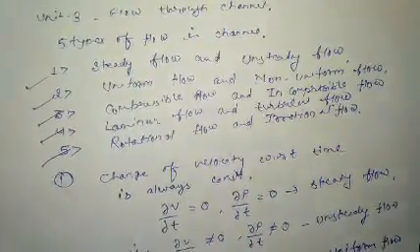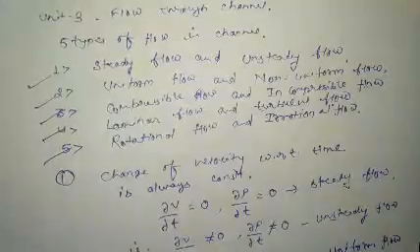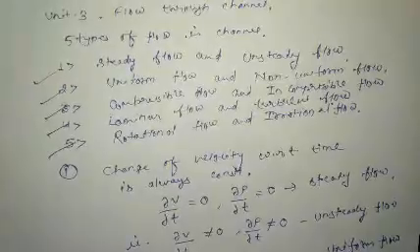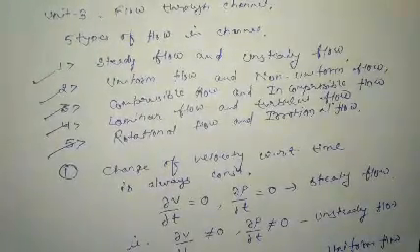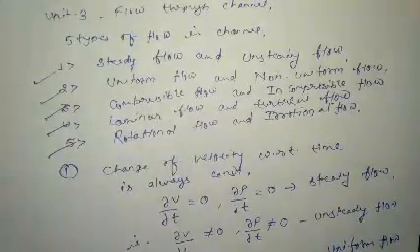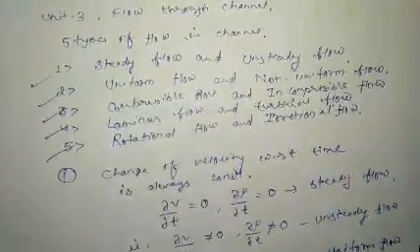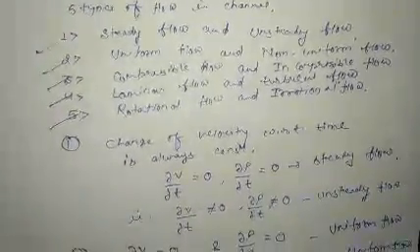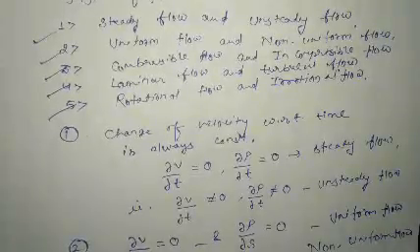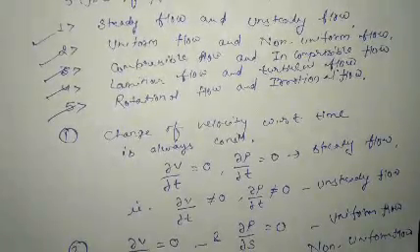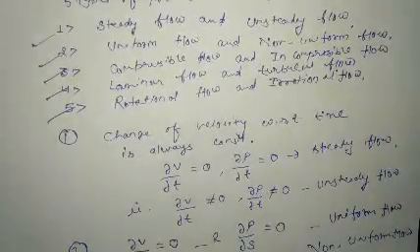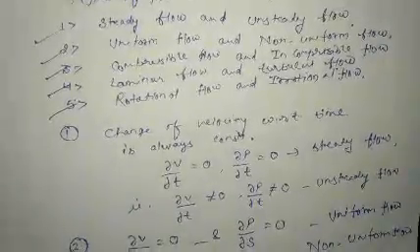Now we will discuss the first, steady flow. It says that the change of velocity with respect to time is always constant. That means del V upon del T is equal to 0, and we say that del rho upon del T is always constant. That is steady flow. Now the second is unsteady flow. It is the vice versa of steady flow. That means del V upon del T is not equal to 0 or del rho upon del T is not equal to 0, and it is not always constant, right?